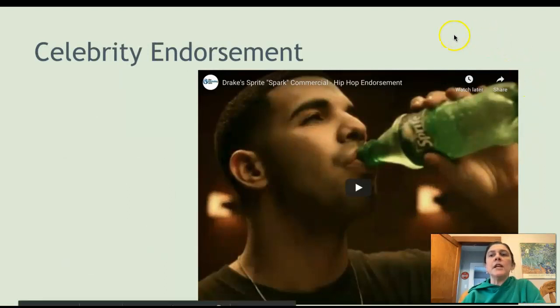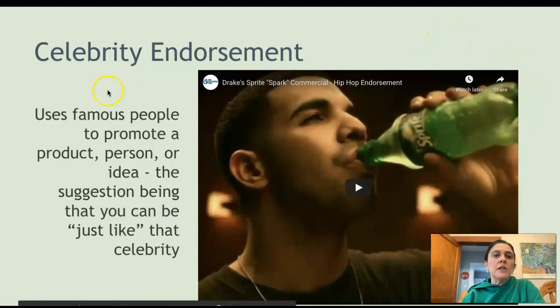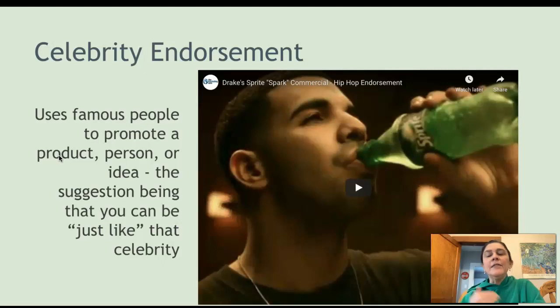Next is a celebrity endorsement. So this uses famous people to promote a product, person, or idea. So the suggestion is that you can be just like that celebrity if you use the product that they use, or if you believe in the same ideas that they believe in.